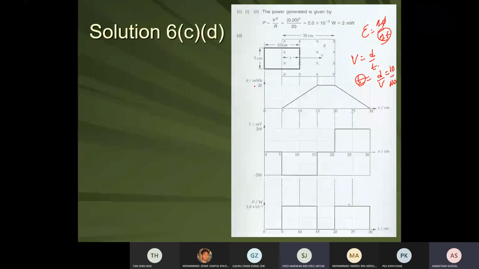Now we're going to find how EMF is induced. Which direction is the EMF induced? How are EMF and flux related? EMF is negative d psi over dt.